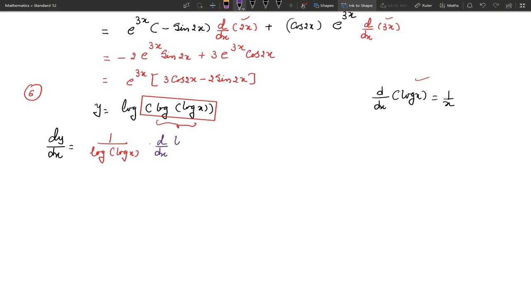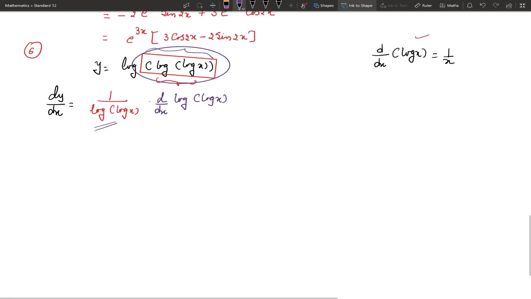d by dx of log x. So again check, consider this one as capital X, then this is log of capital X, it is 1 upon X, capital X is log of log x. Now inside it is a function of x. So by chain rule, d by dx of log x. Now this is 1 upon log of log x.